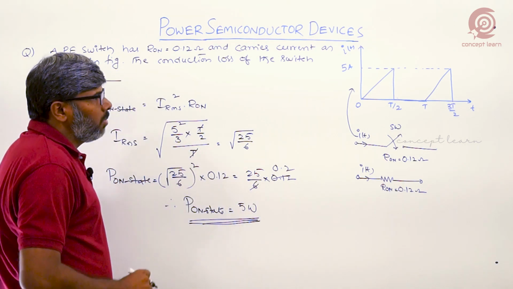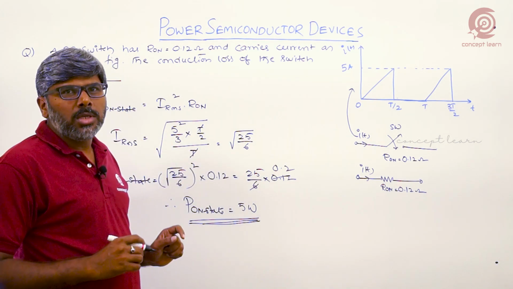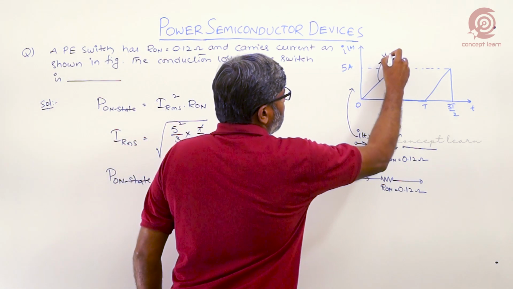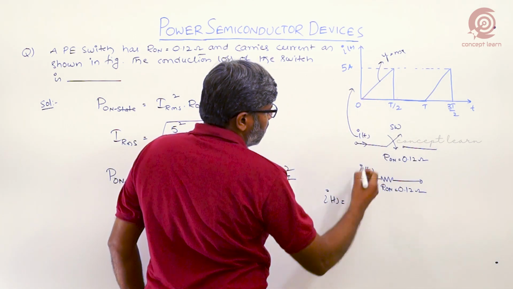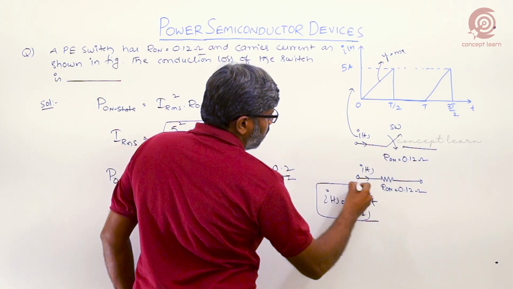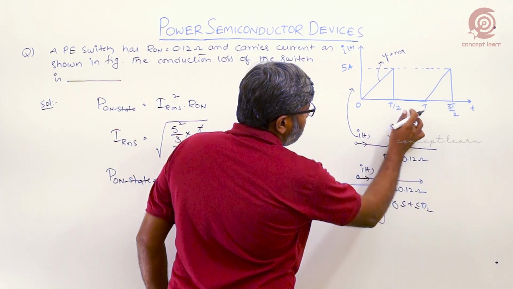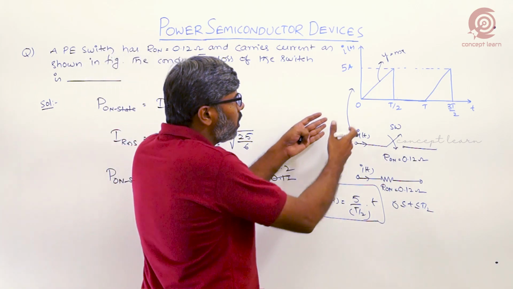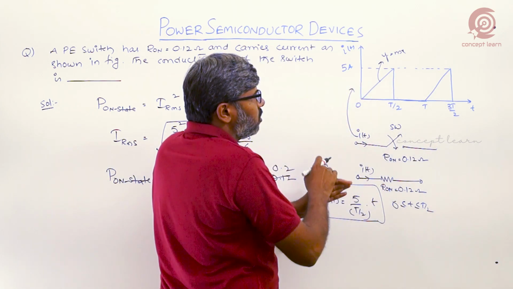This is the answer. But you have to remember, I have written this directly. You can do it with equation mode. Just write down the equation, that is y equals mx. Then I of t is equal to 5 by T by 2 into t during the period 0 to T by 2. From T by 2 to T, there is no current in the switch. Only during the on state is the current carried by the switch.